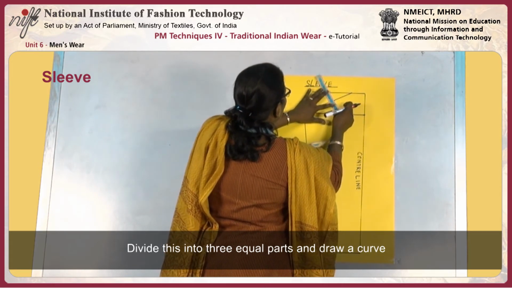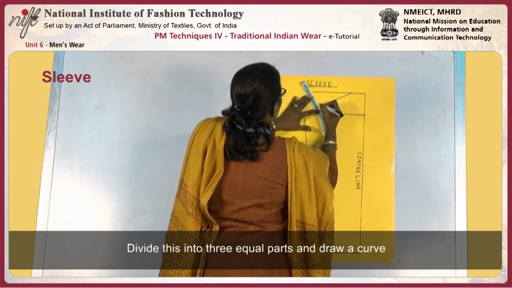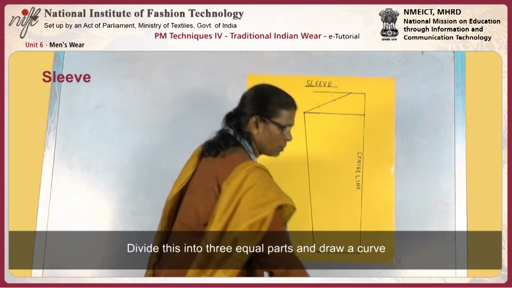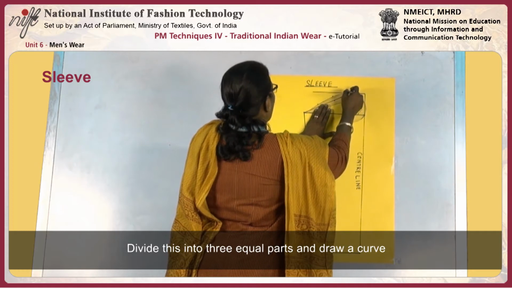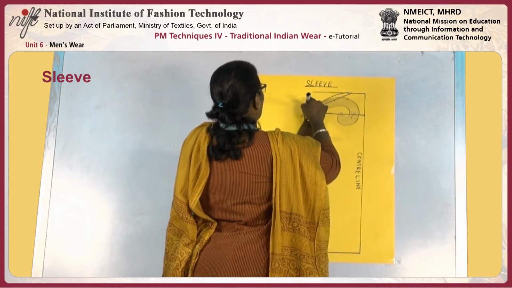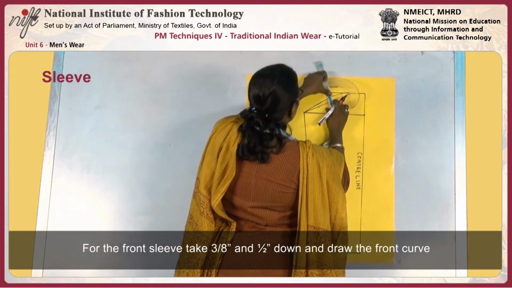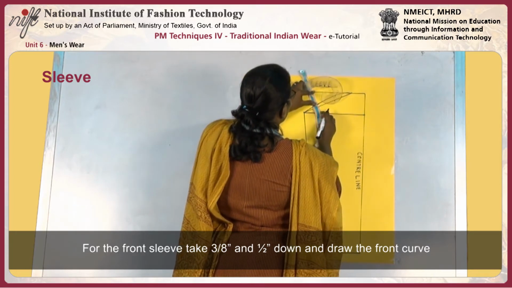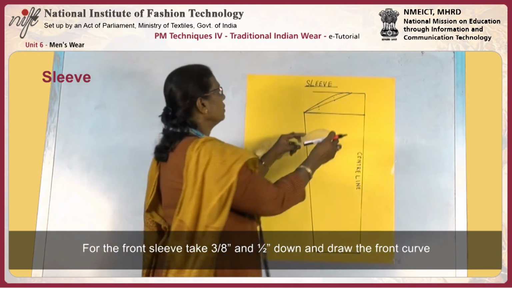And the first should have 3/4 of an inch and 3/8 of an inch, and draw the curve. And then for the front sleeve, take 3/8 of an inch and half an inch down from here and draw the front curve.